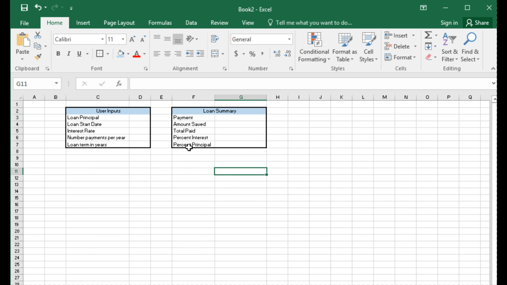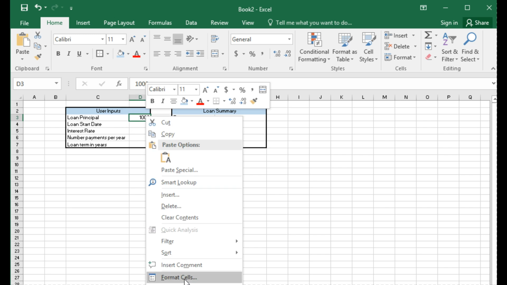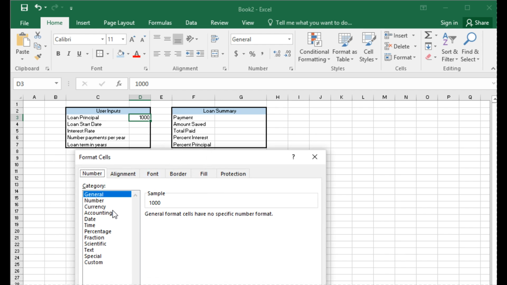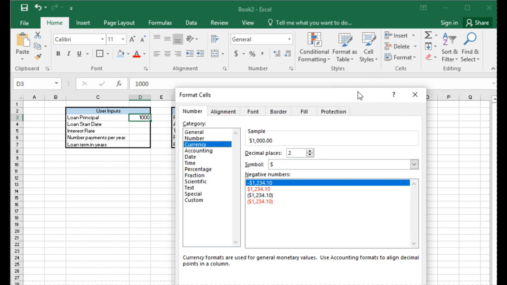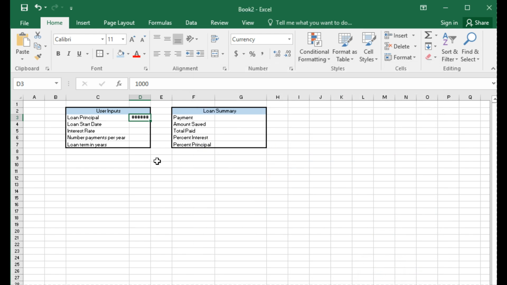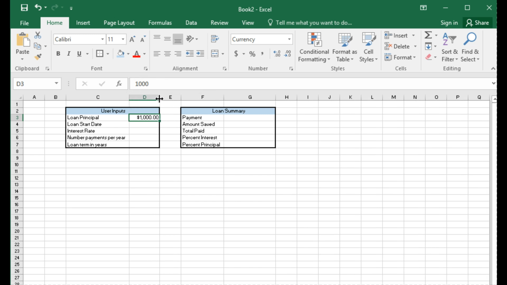All right. So let's go ahead and start shoving values for these in, just so we can format the cells. So say we had a loan principal of 1,000. Well, we should tell Excel that we are indeed working with a currency, and we will tell it to go ahead and round it to the second decimal place. If you get those hashtags, it means that your column is too narrow, so simply widen up your column.